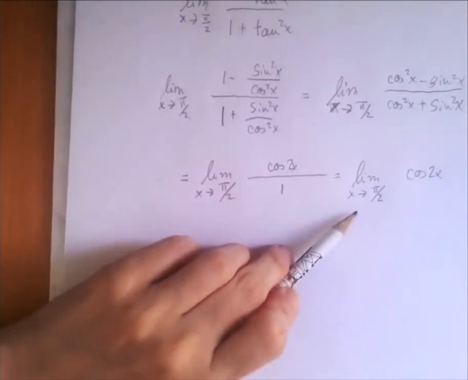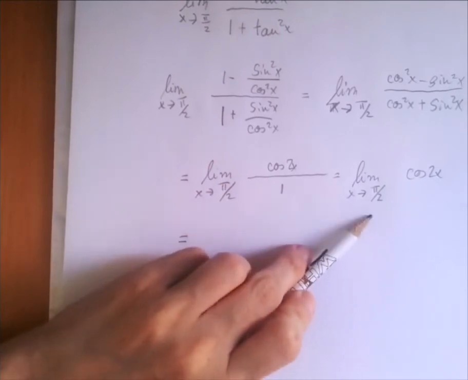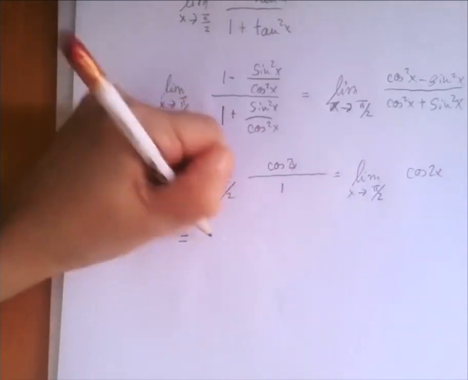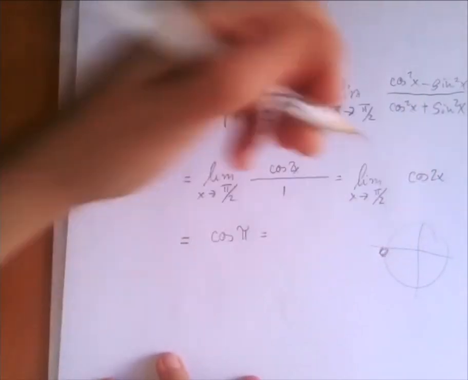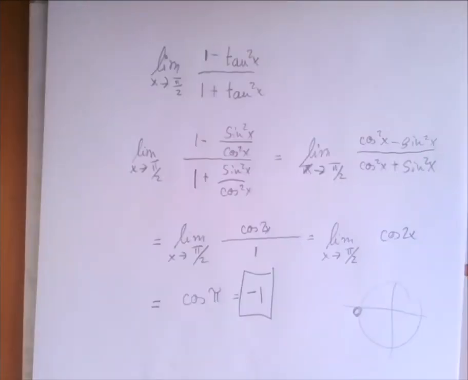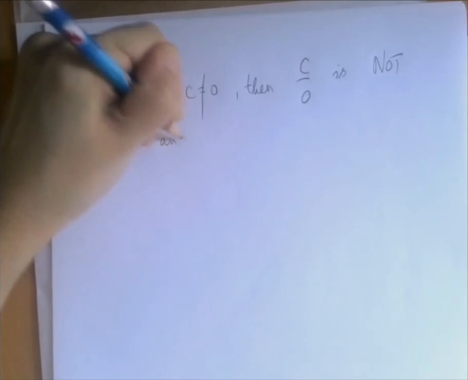Well, as x approaches pi over 2, 2x approaches pi, and cosine pi is the first coordinate of this point, that's negative 1. In case of trigonometry indeterminates, we have lots of trigonometric identities to use to transform it into a more convenient form. If c is not 0, then c over 0 is not an indeterminate.